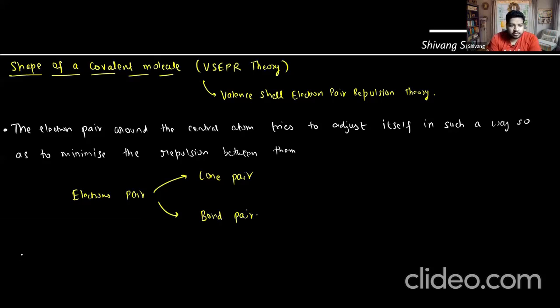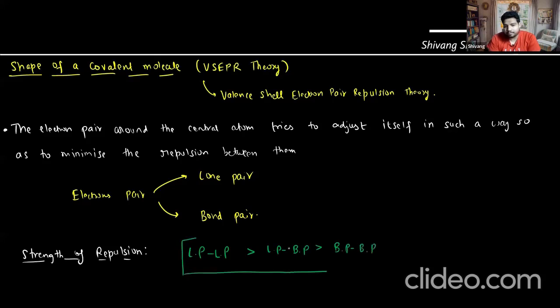And if we talk about the strength of repulsion, like which kind of electron pair repels more and which repels less, that's very important to know. Lone pair-lone pair repulsion, that means one lone pair repels the other lone pair much more strongly than lone pair-bond pair, and then bond pair-bond pair. Okay. So this you have to take care of.